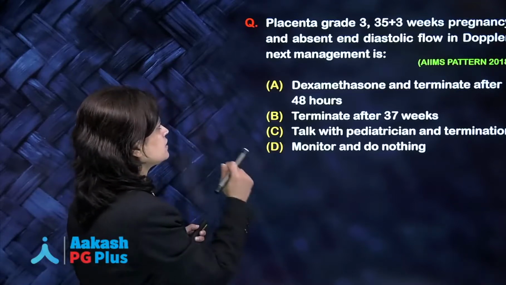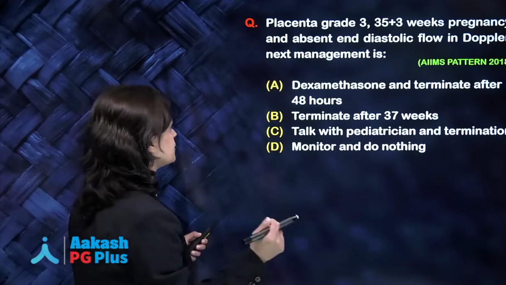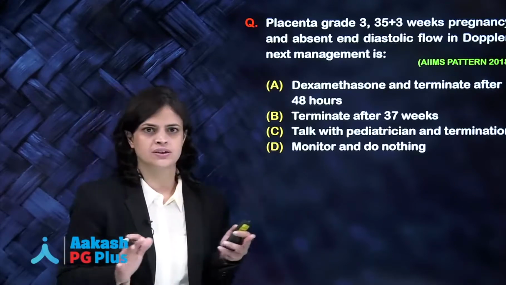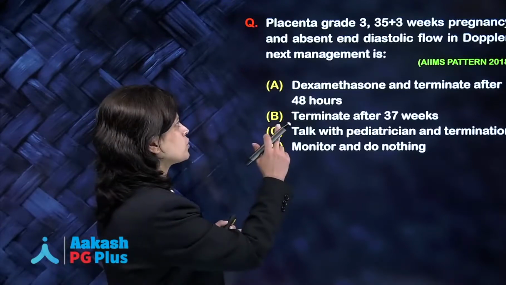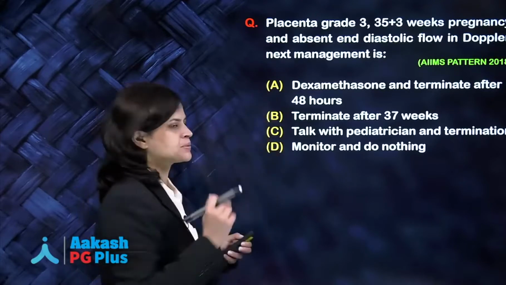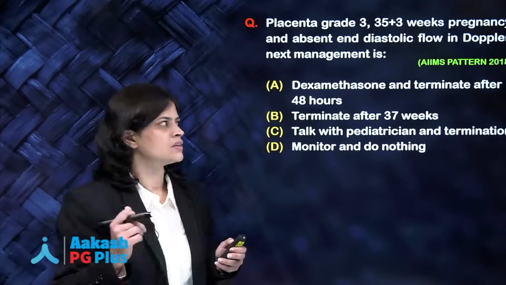Placenta grade 3, 35 plus 3 weeks of pregnancy, absent end diastolic flow in Doppler. What is the next management? So here placenta grade 3 is not very clinically significant. What is important is gestational age, which is more than 34 weeks, and there is absent end diastolic flow. What do you need to do? You need to consider delivering the fetus.